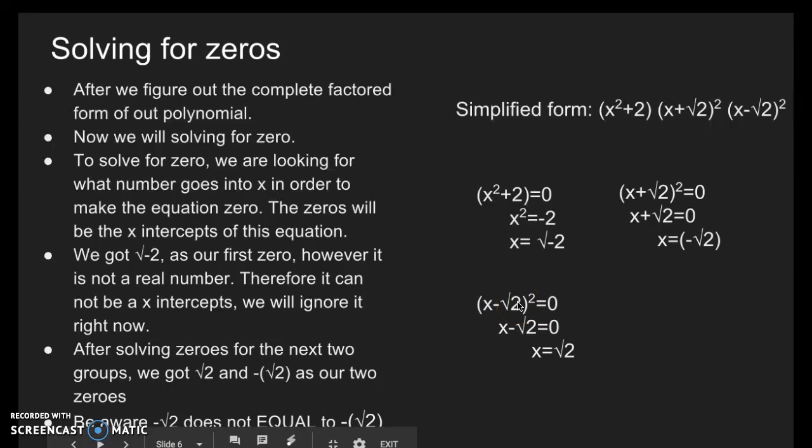Now let's go with the third group. (x minus square root of 2) in parentheses squared equals 0. Taking the square root on both sides, we got x minus square root of 2 equals 0, plus square root of 2, so x equals square root of 2. So after solving the zeros for the last two groups, we got square root of 2 and negative square root of 2 as our two zeros.